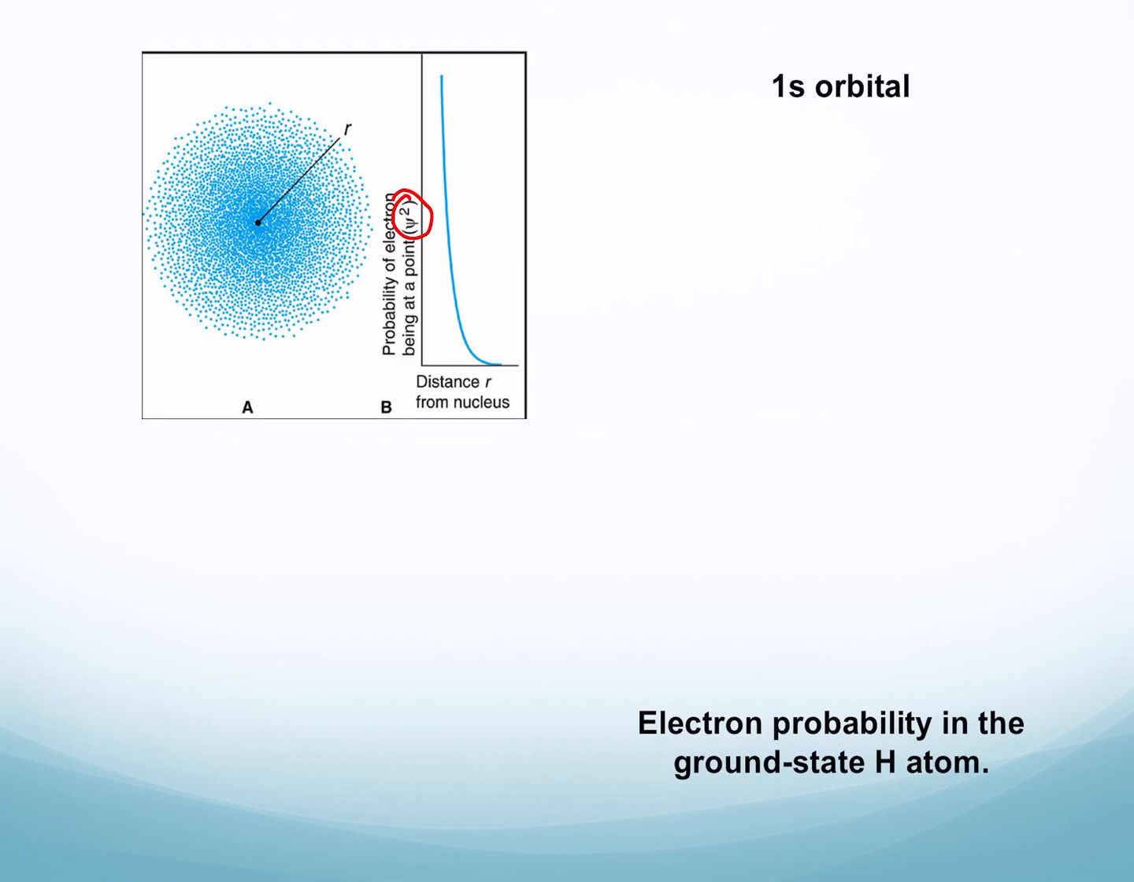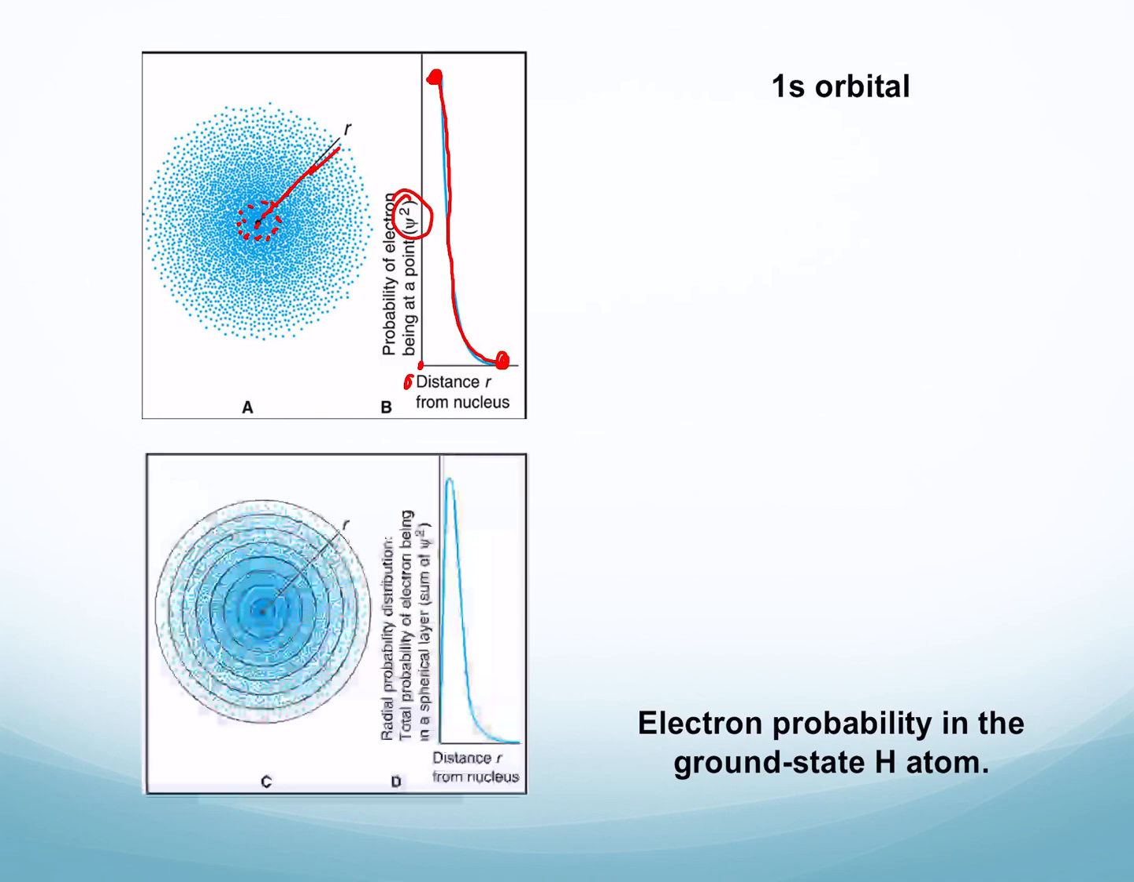So if this is 0, this is distance from the nucleus on the bottom. When we're really, really close to the nucleus, there is a high probability of finding an electron. And as we get farther and farther from the nucleus, there is a lower chance of finding the electron. If we look at this picture right here, that's why the dots are really dense close to the nucleus. There's a really good chance that the electron is going to hang out really close to the nucleus. And as we get farther out, the dots get farther apart, which tells you it's a lower probability of finding the electron out there.